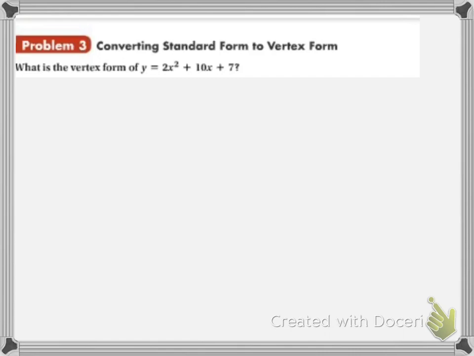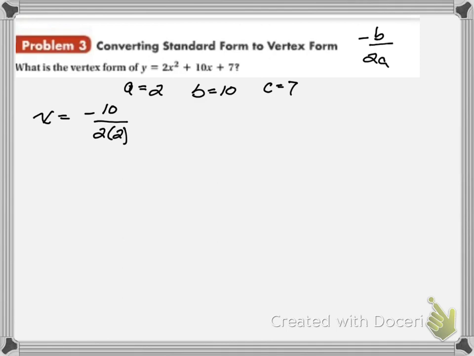Converting standard form to vertex form is a little tricky, but it's still using that formula that we just talked about, negative b over 2a. So again, what are my parts here? My a is going to be what? 2. My b is the second term, which is 10. And my c is the third term, which is 7. So to find the x value of your vertex, it's negative b, which is 10, over 2 times a, which is 2. Okay, remember, we're using that negative b over 2a formula.